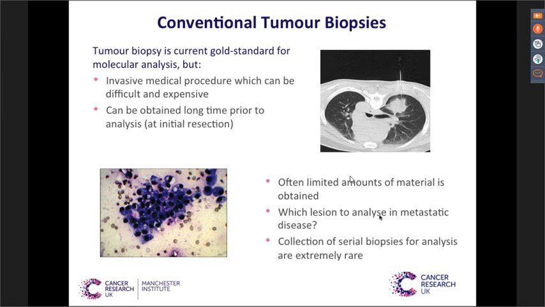Other limitations with tumor biopsies is you can often get limited amounts of material. Also, the patient's got multiple metastatic lesions. It's difficult to biopsy them all, which one is clinically important. And one of the major limitations with these approaches is that you can't easily collect serial biopsies. To be able to do serial biopsies, which will allow you to better understand what's happening in those patients, then it's ethically difficult to get these from a patient.